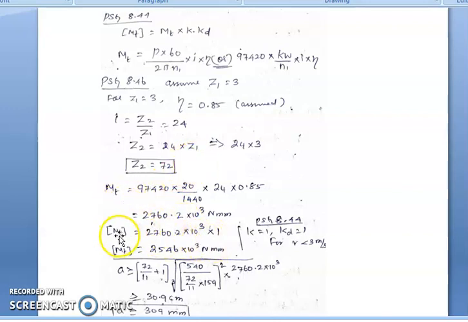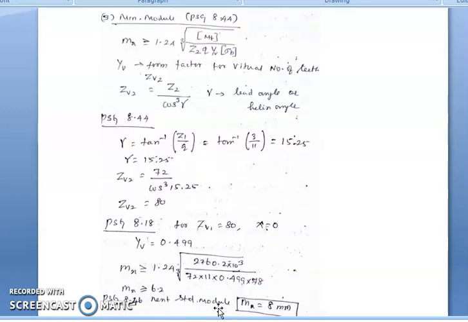Then I design K and KD. So the K and KD can be predicted from page number 8.44. Here K is always equal to 1 and KD is equal to 1 for velocity less than 3 meter per second. So by using these parameters, we can find out designed MT is 2546 into 10 power 3 Newton per mm square. Then substitute all these values in the center distance formula. Now A is greater than or equal to 309 mm.